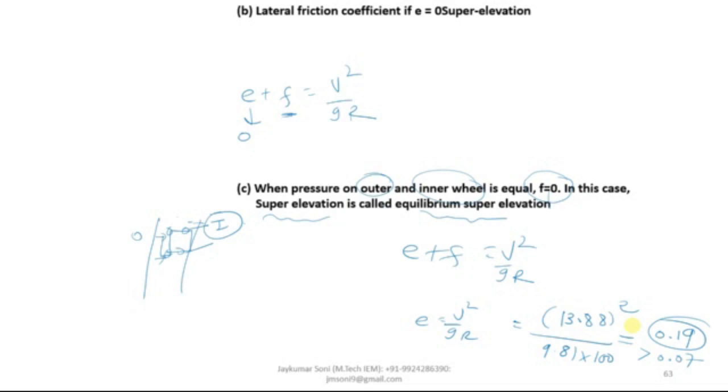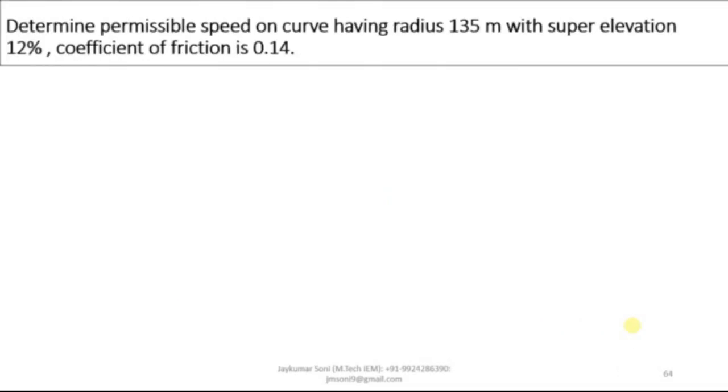So this was the example in which we have tried to incorporate all the various kinds of equilibrium super elevation, frictional coefficient and normal super elevation. Now let us move towards another kind of example. It is like this. Determine permissible speed of curve. You need to determine the permissible speed. You have to find V.